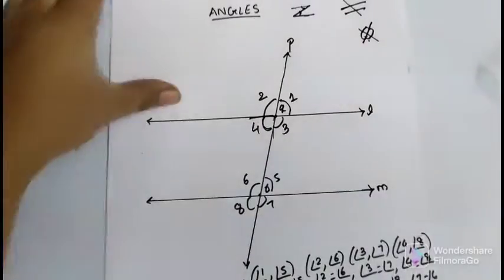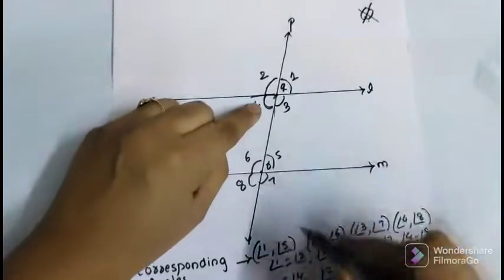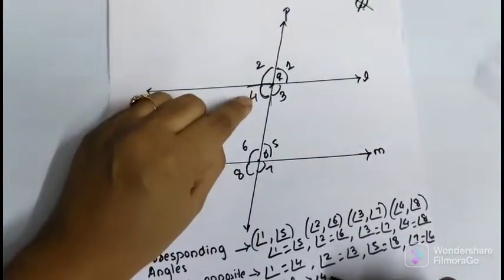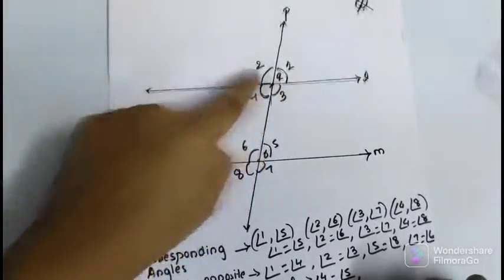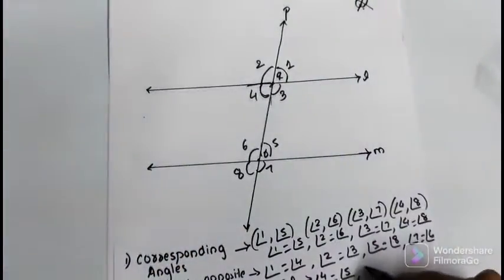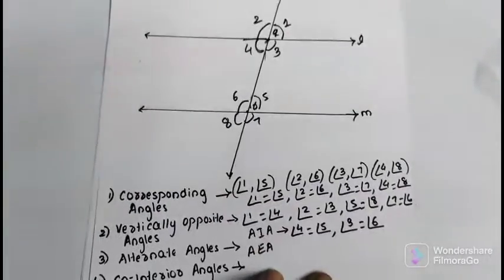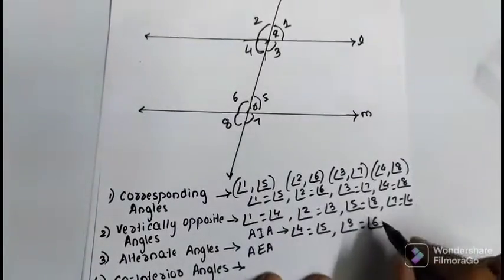So here, which are the alternate angles? Observe the pattern, the Z pattern. Angle 4 is equal to angle 5. And similarly, you can observe the opposite Z, like this. Same way, angle 3 is equal to angle 6. So they are also called alternate interior angles. They are equal to each other.